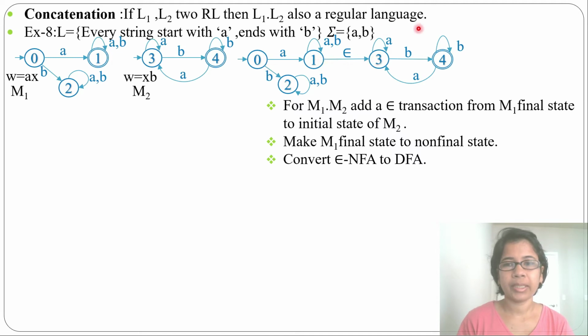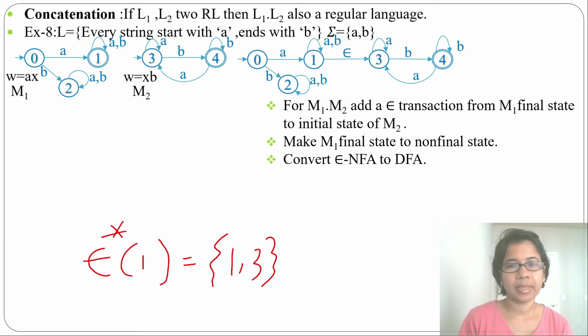Now we'll convert this epsilon NFA to DFA. You know how to convert epsilon NFA to DFA. First we'll find the transitions, then we'll find the E-closure. Only the E-closure of 1 is 1, 3, the rest of the E-closures will be the state itself. So the initial state will be 0. Then from 0 by A it goes to state 1. And the E-closure of 1 is 1, 3. So from 0 by A it will go to state 1, 3.